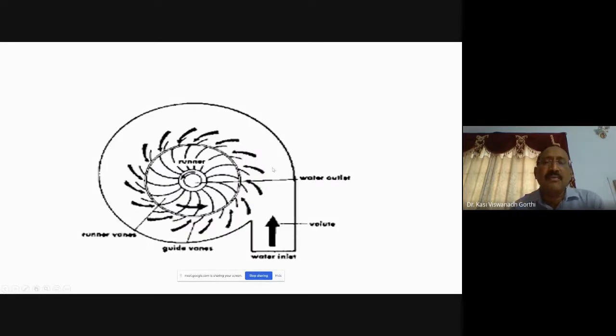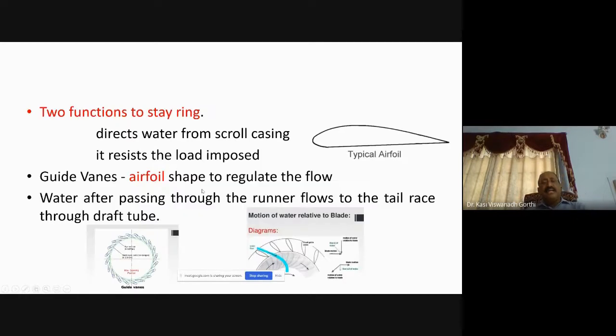You can see here the water entering through this scroll casing, entering all through the periphery of the runner, and then finally reaching towards the center, leaving at the center in the axial direction. The typical aerofoil shape may be like this, and the vanes are provided with this shape. This is called the aerofoil shape.